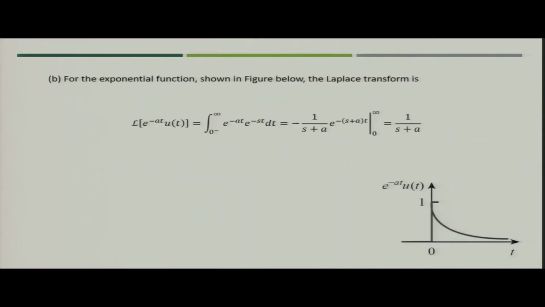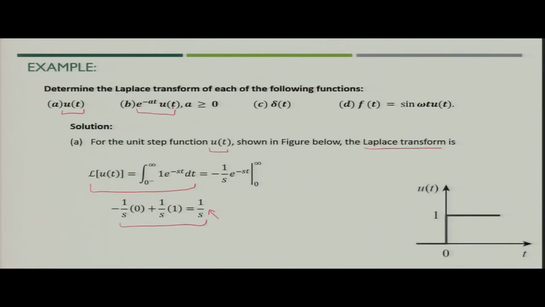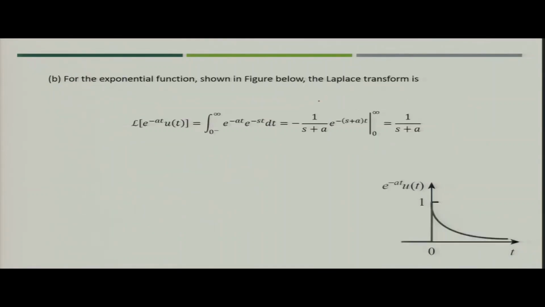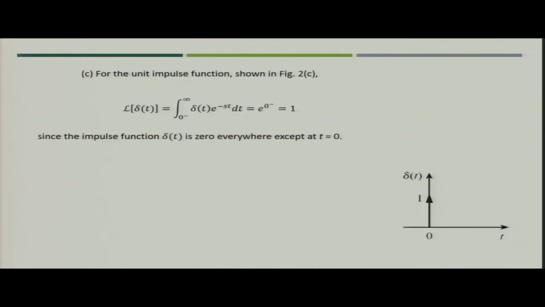Now, for the exponential function, that is e to the power minus a t u(t), for a greater than 0, you have to put the value of the function in the integration. When we put it in and solve, we get the output of this integration as 1 upon s plus a. Now, the third function is the unit impulse function. You will see the unit impulse function here.